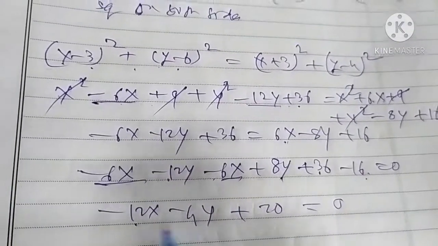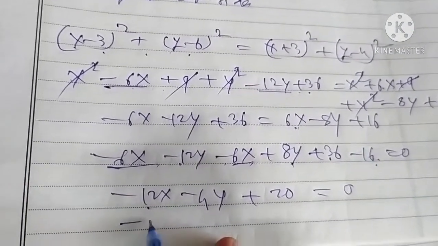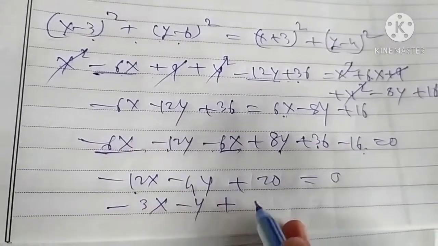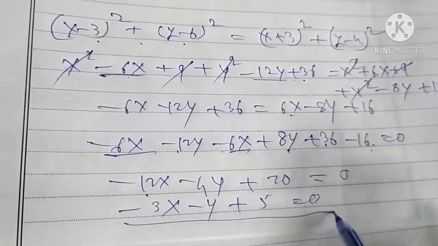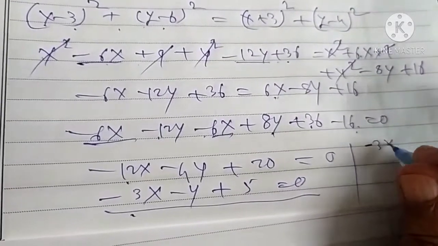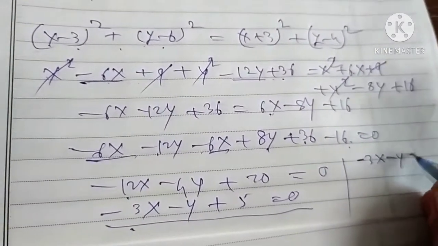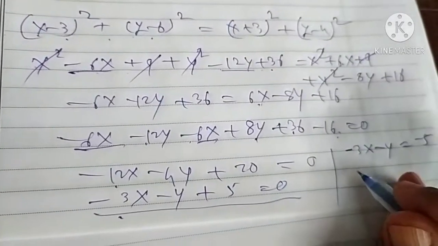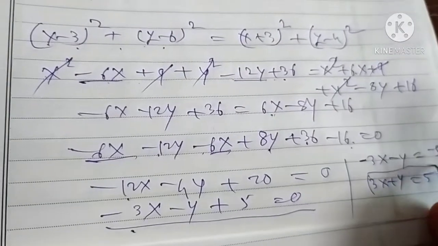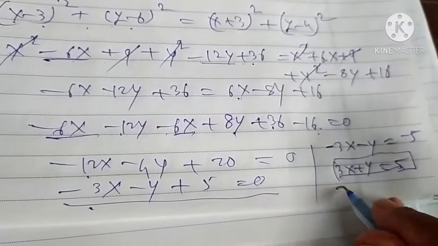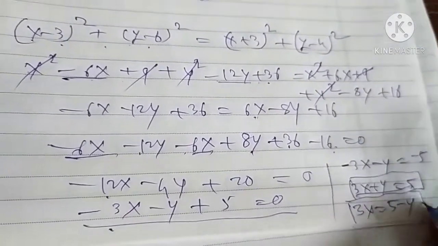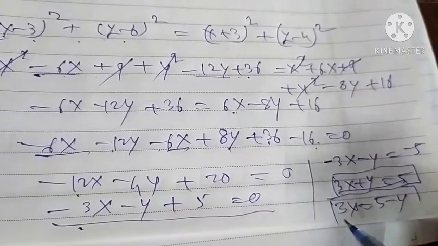Now see, 4 is common. Equal to 0. It's very clear. From this you got minus 3x minus y equal to minus 5, or remove the minus sign, so 3x plus y equal to 5. This is the relation. Clear? Or at most we can write 3x equal to 5 minus y. 3x equal to 5 minus y. This is the final answer.